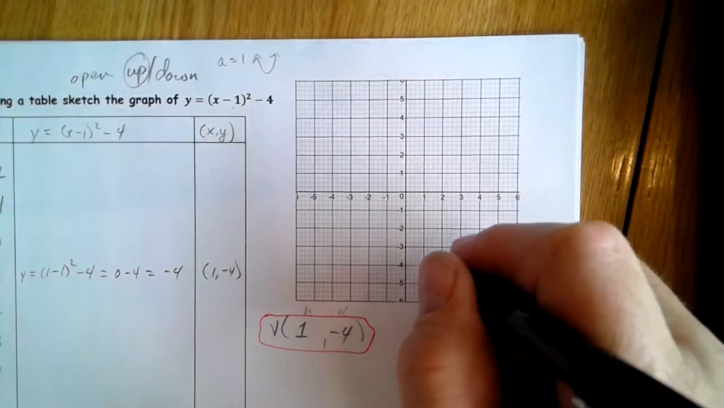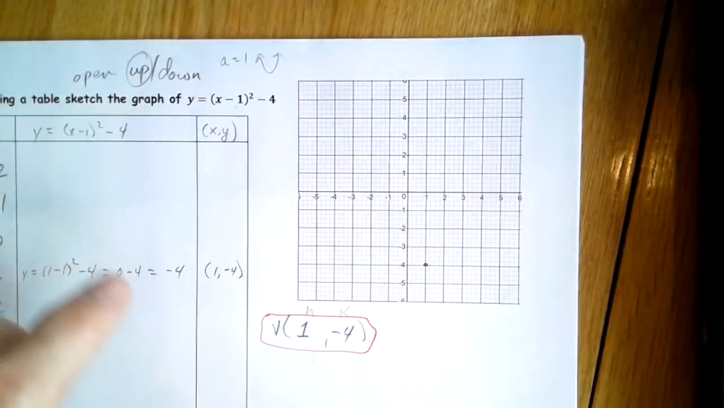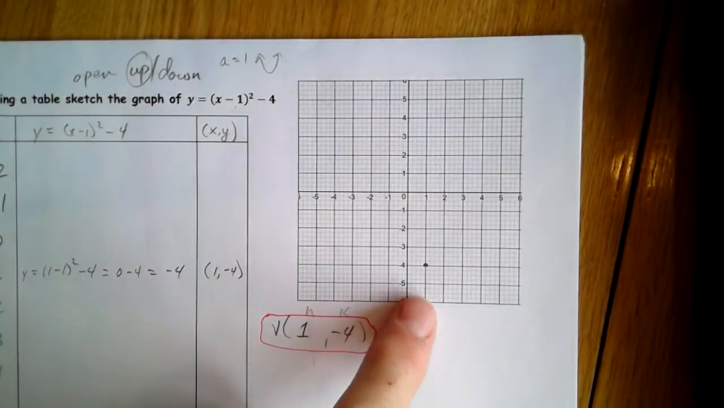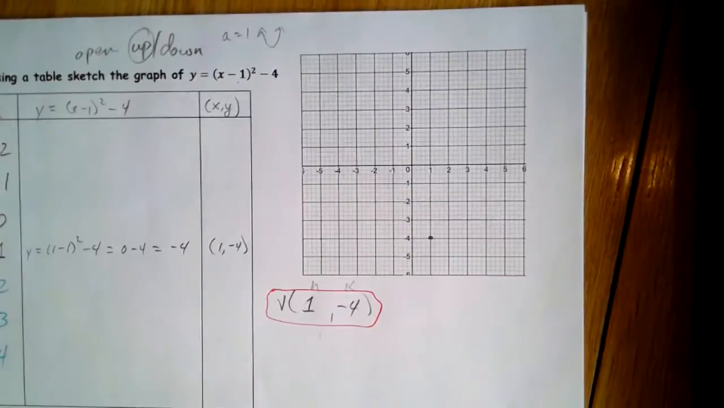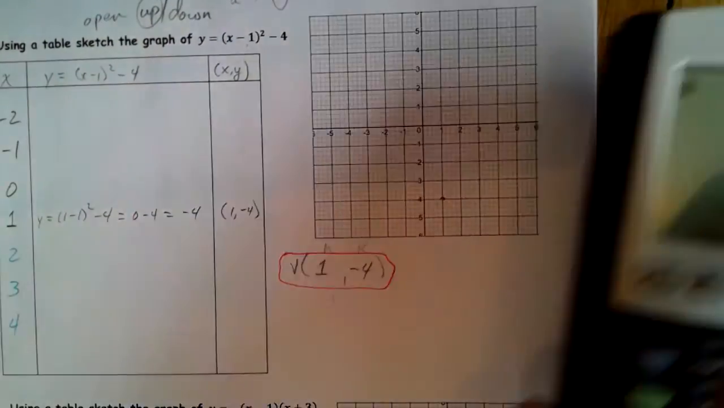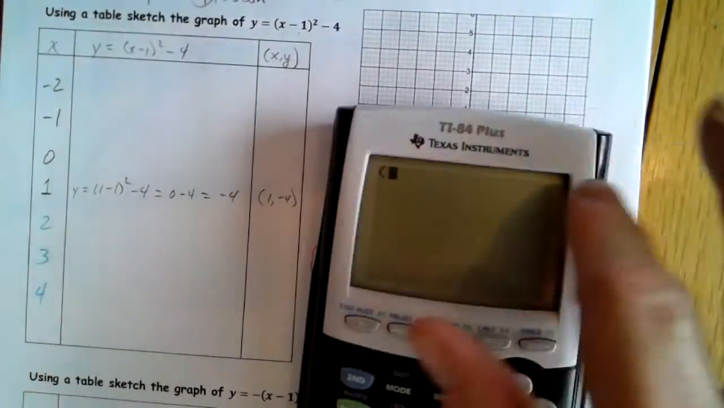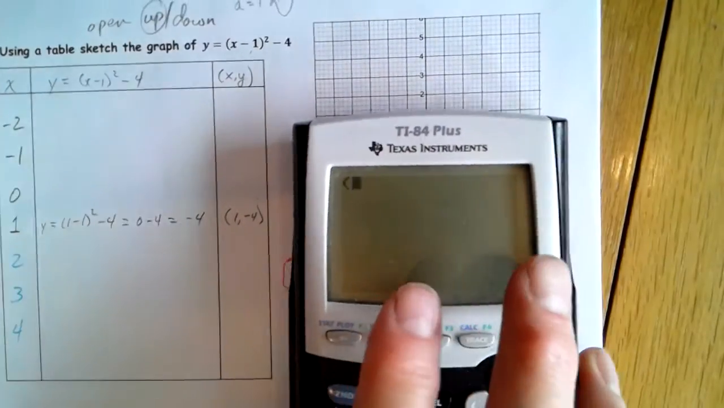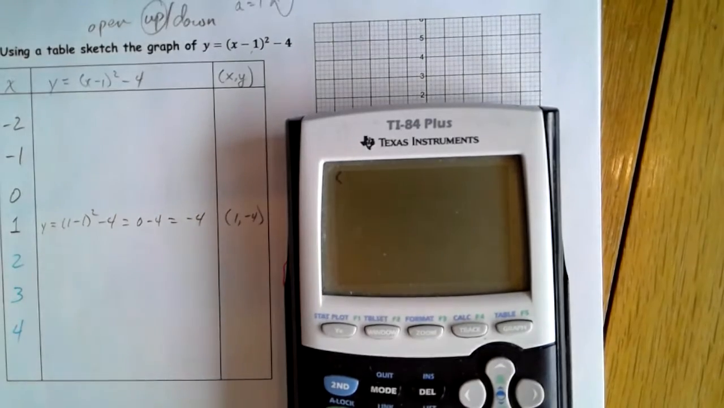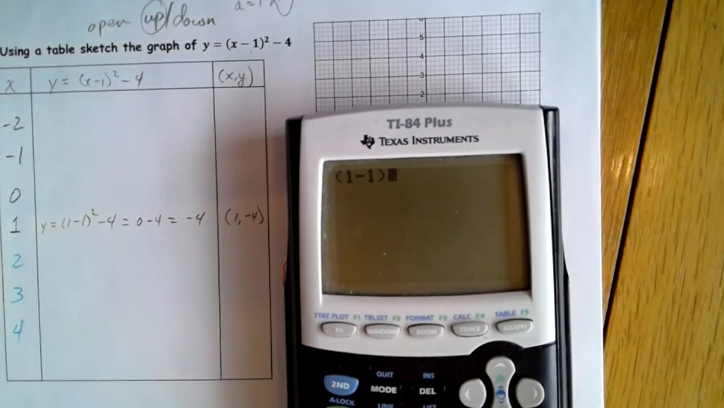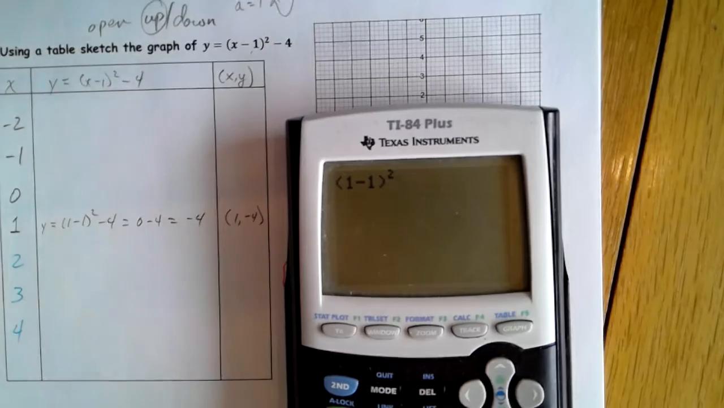We said it opens up. It's down here, so we know that the graph's going to go like that. Now, what I'm going to do is go like this. And if you have one of these calculators, even if you have a TI-83 or a TI-30, you can do the same thing. But I'm going to go 1 minus 1, parenthesis, and then I'm going to square it, minus 4, and I'm going to get minus 4. That's what I have in my table.